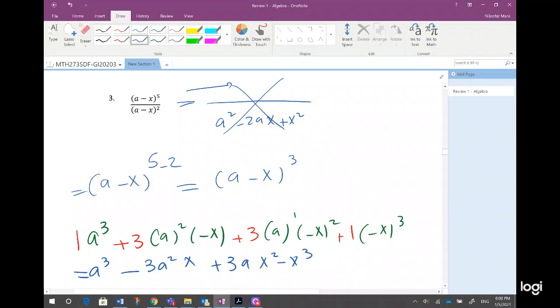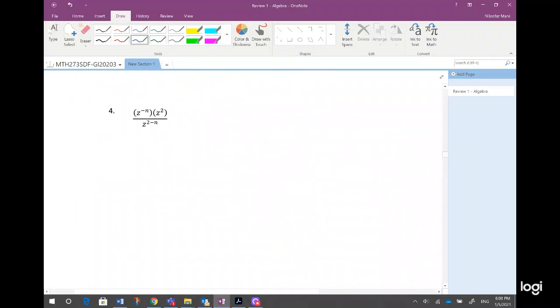Okay, I can do that with Pascal. You have to remember Pascal for power 2 and power 3. For the rest, you can just try to do it. You don't need to memorize. How about this one here?